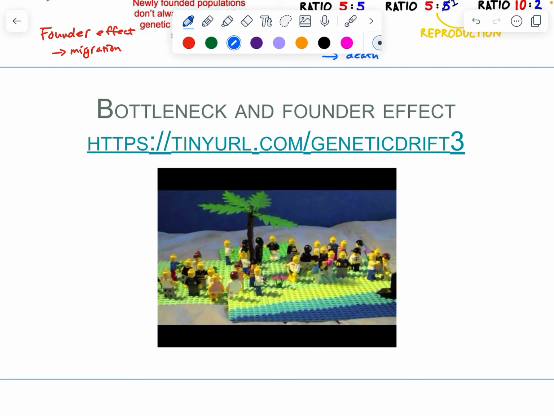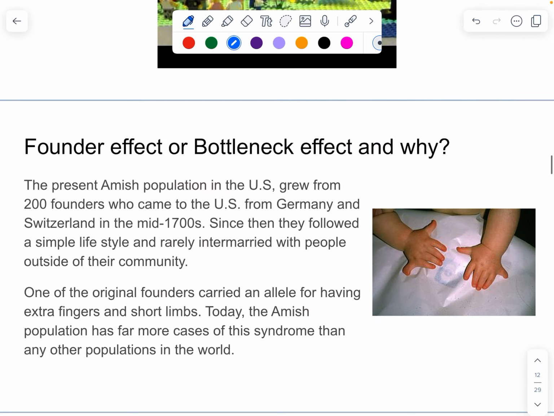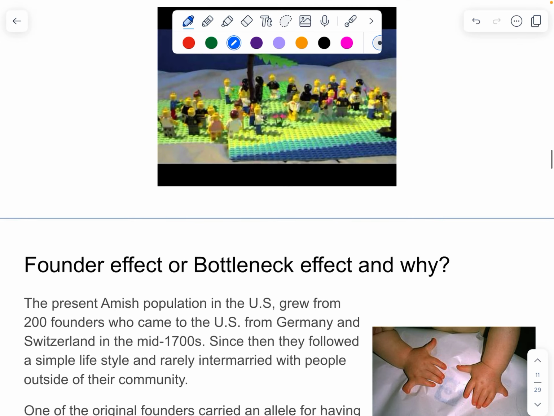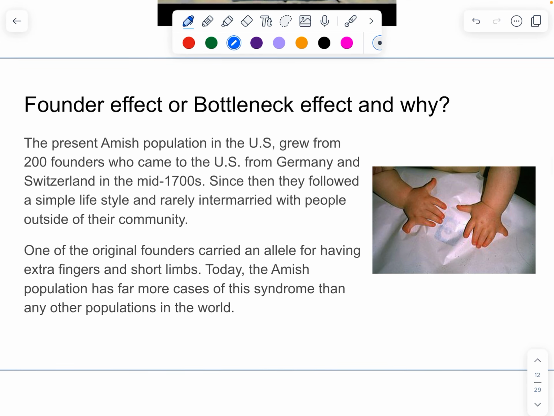Okay, so here's a pretty fun video that compares and contrasts bottlenecking and founder effect. So you can use the tiny URL link to watch this video, and it will help you distinguish between the two different types of genetic drift. Okay, so here's a real life scenario. I want you to decide whether this example is an example of founder effect or bottleneck effect.